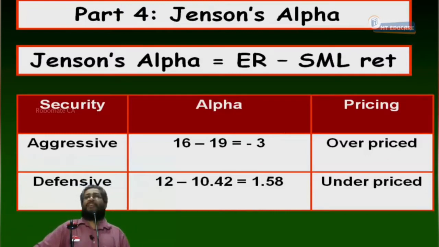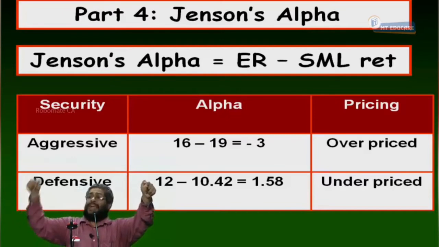With this, we have completed this particular problem involving the two shares. Now, can I go to the next problem or not? In this, the only new formula learned is alpha. What is alpha? Expected return minus SML return. Expected return is what I believe the share will be giving. SML means what I require.